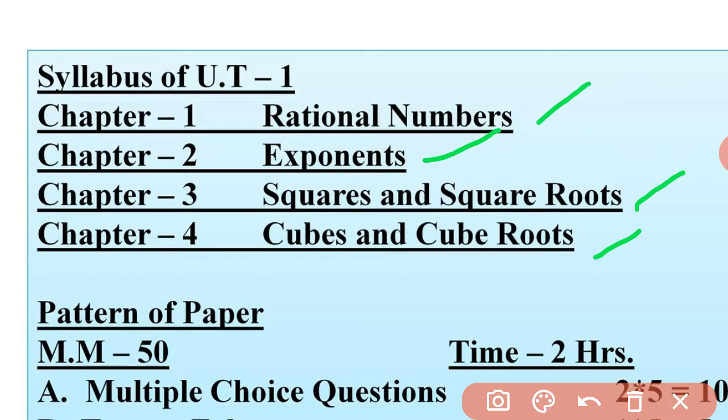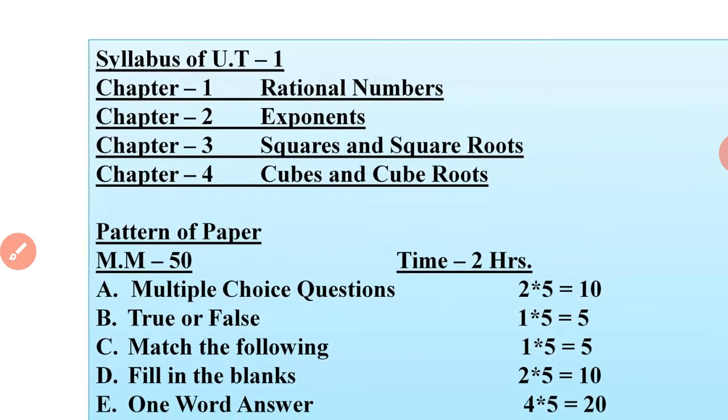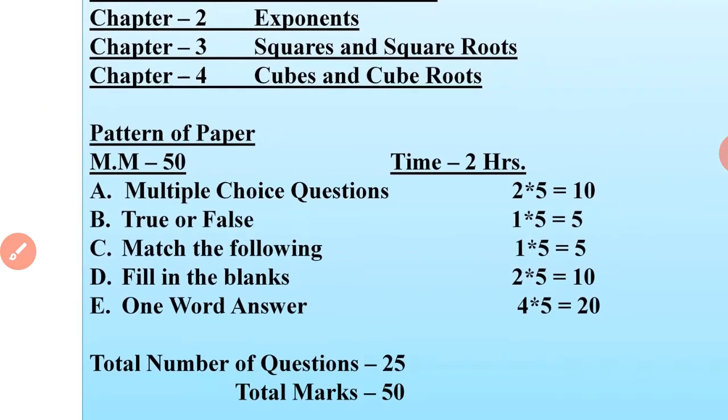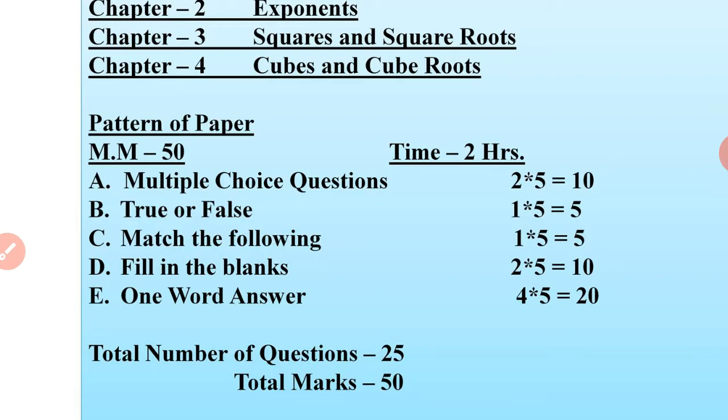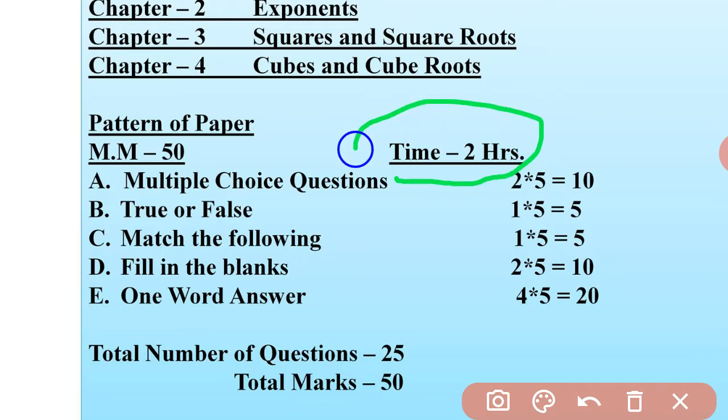Now, see the pattern of the paper, what kind of paper you are going to see in your unit test 1. First of all, see the maximum marks. This paper will consist of 50 marks. Earlier also your unit tests were 50 marks, and this time also UTs are of 50 marks, and you will get a total of 2 hours for this test.